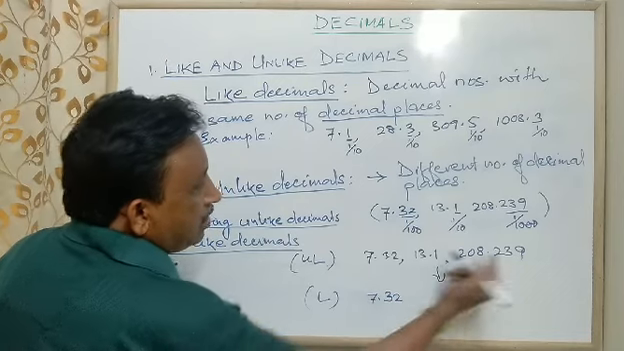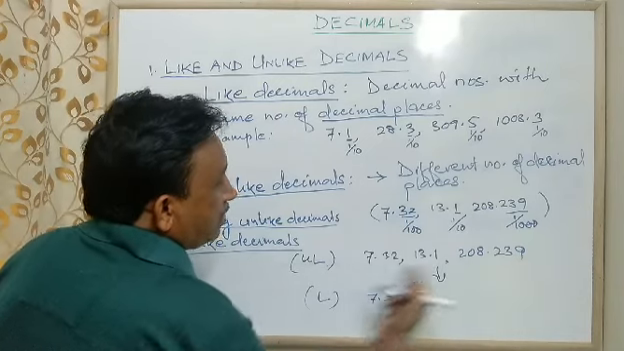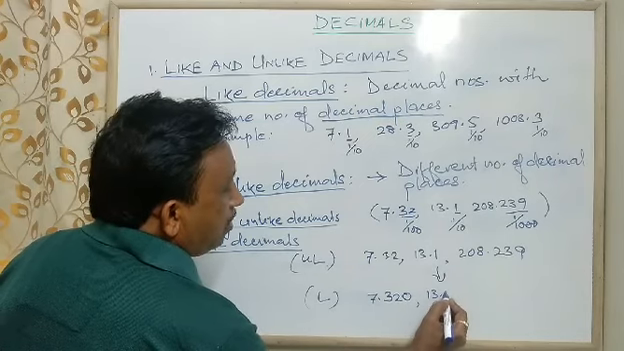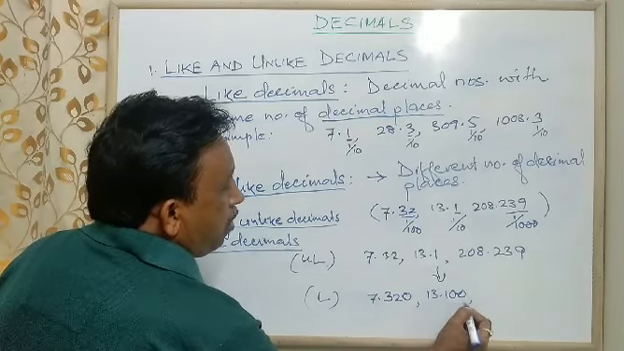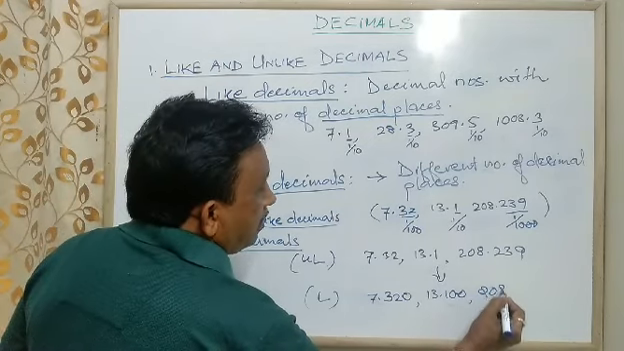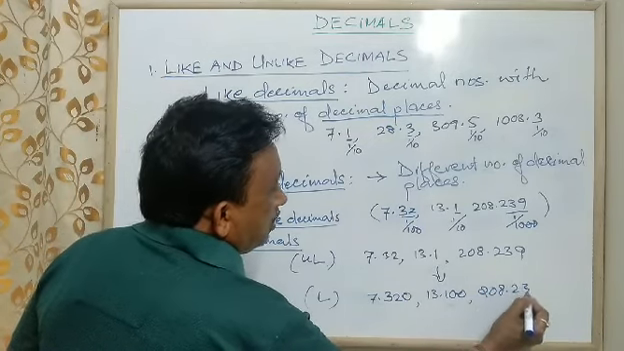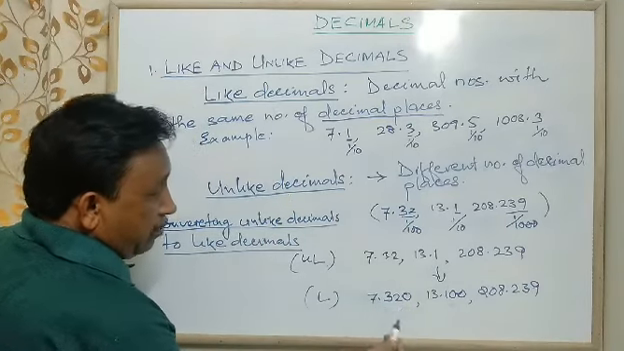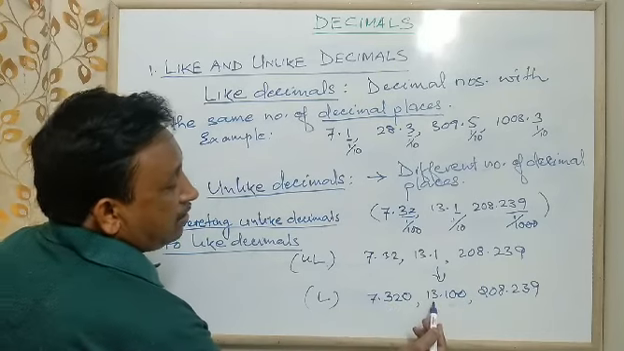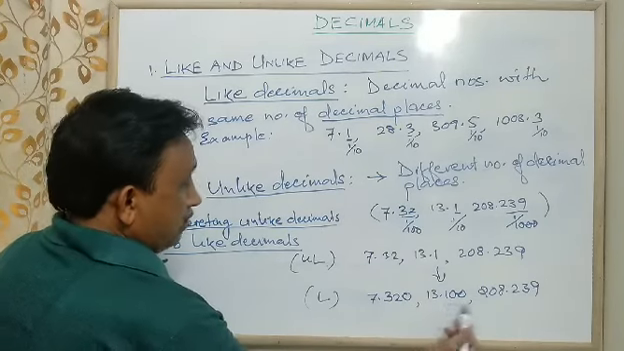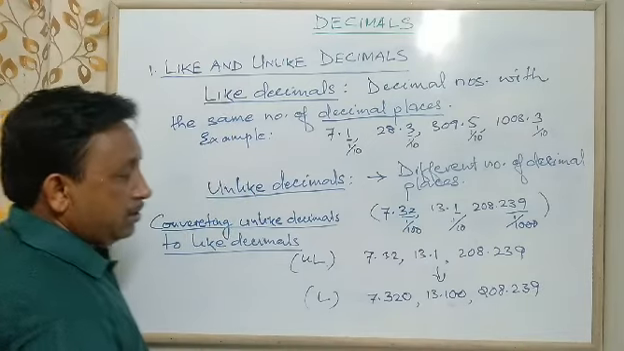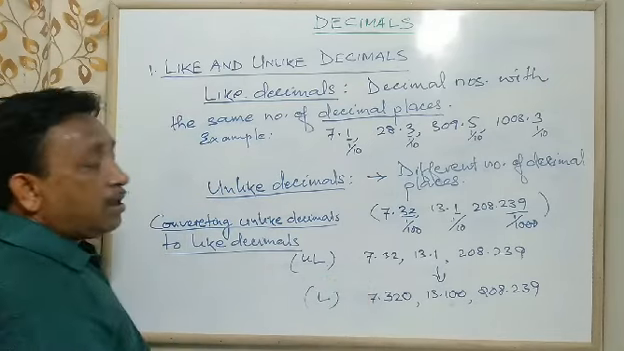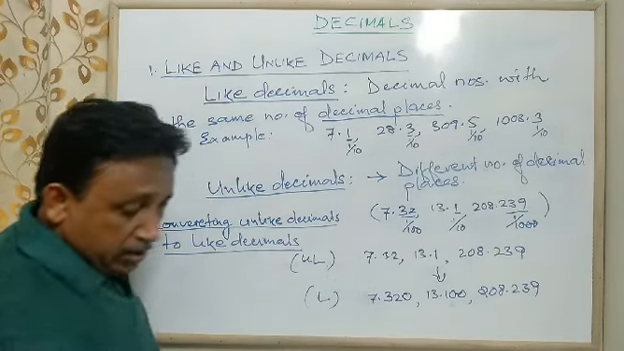How? Now you see, 7.32 is in the hundredths place, and the highest is the thousandths place. So I will put a 0 here, making 7.320. Here I will write 13.100, and here it is already in the thousandths place, so 208.239. Now you see this is a decimal number with 1000 decimal places, this is a decimal number with 1000 decimal places, and this is a decimal number with 1000 decimal places. This is how we convert unlike decimals into like decimals.